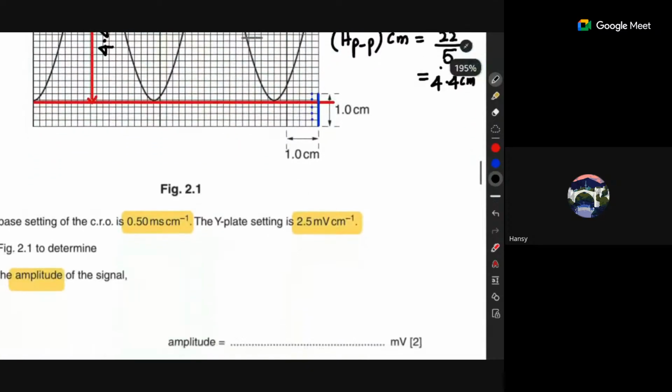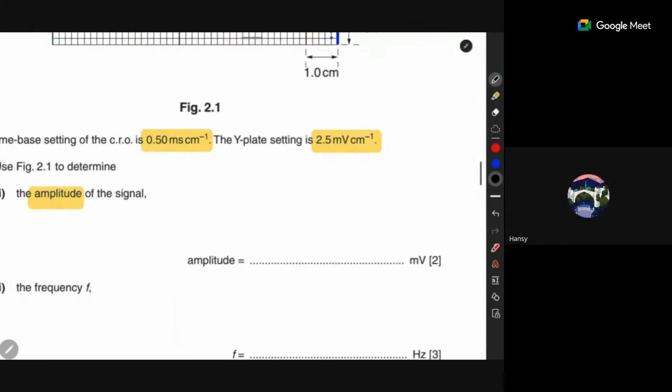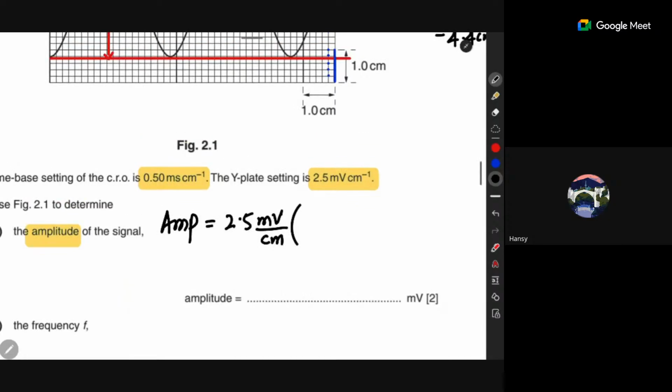Yes. So, what is the Y gain setting? 2.5. So, I will simply say that amplitude is equal to 2.5 millivolt per centimeter. I have a habit of writing centimeter right here just to cancel it. Into peak to peak height, which is how much? 4.4 centimeters, divided by 2.